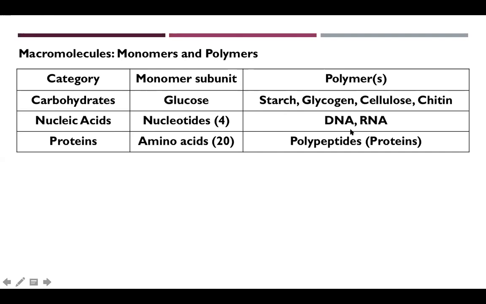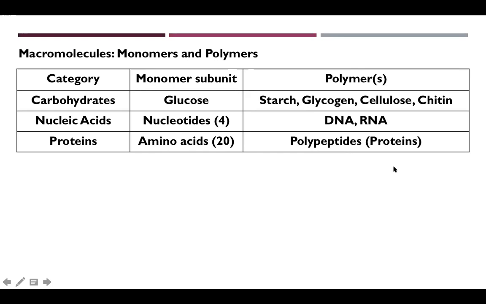And they're added together to make the polymer of either DNA or RNA. And lastly, we have proteins. Their subunits are amino acids. Again, they're a little different, but once added together, they make a polypeptide chain, also known as a protein.